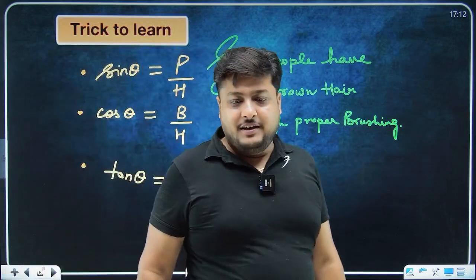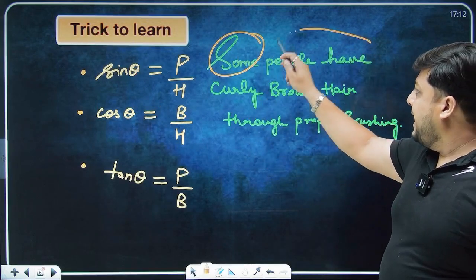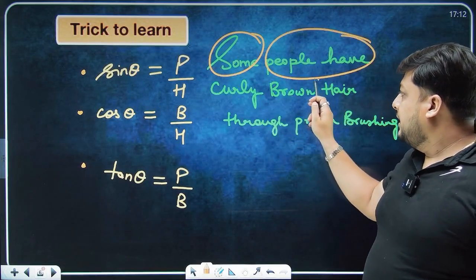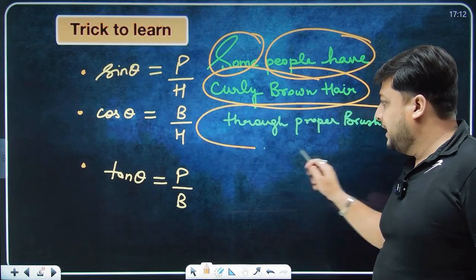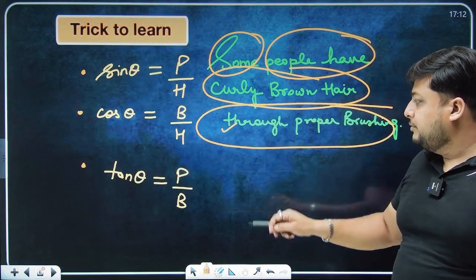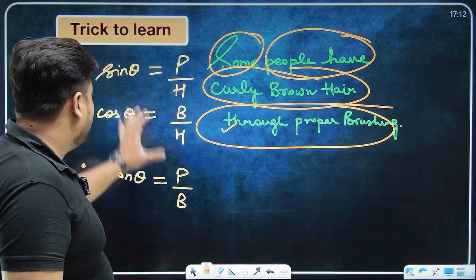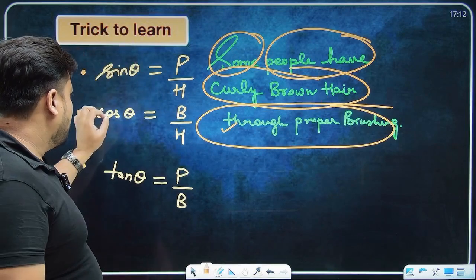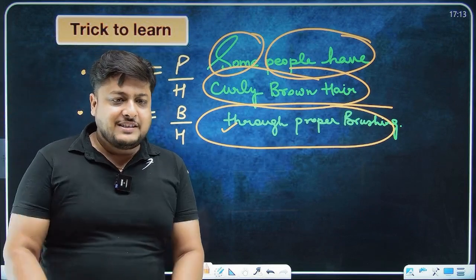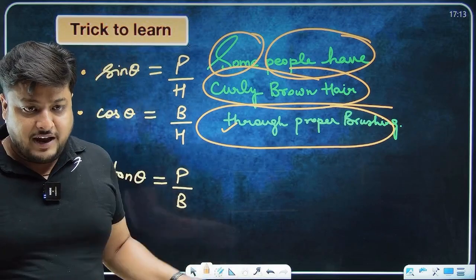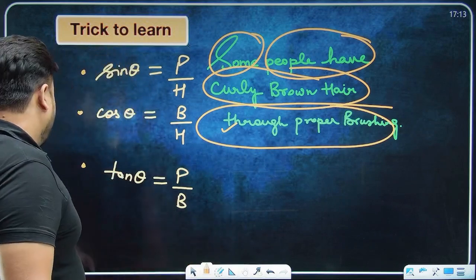I will explain. Here, 'some' represents sin theta, 'people have' is P upon H. 'Curly brown hair' is cos theta, B and H. 'Through proper brushing' is tan theta: 'through' for tan, P for proper, and B for brushing. So if you learn this, you can make this. Sin theta is P upon H, cos theta is B upon H, and tan theta is P upon B. Now students will ask, what about the rest of the three ratios? We have three more ratios: cosec theta, sec theta, and cot theta. I will teach you that also.